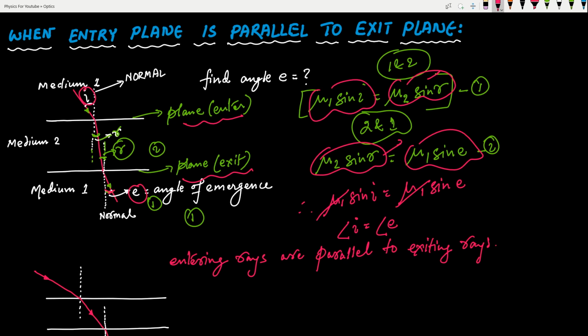Yes, it has deviated, and we will look into how much the deviation or lateral displacement is while studying the glass slab. So don't worry about that. As of now, just understand that whenever the entry plane and the exit plane are parallel, then the entering rays and the exiting rays will be parallel to each other. Once this is clear, now let's move on to a little bit more complex situation.